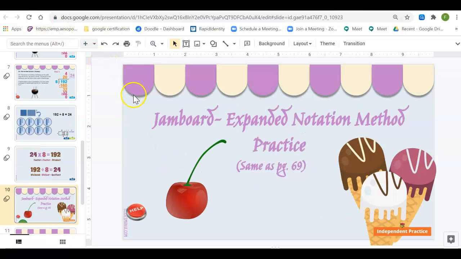So on our next slide, we have some Jamboard practice using the expanded notation. This is actually the same as page number 69 in your math binder. So if you can do the work on the Jamboards, which I'm going to show you in just a second, the correct one that you need to be on for this practice. Or if you did it in your book, you have to make sure to take a picture of your work, and you have to include a picture of your work on the slides.